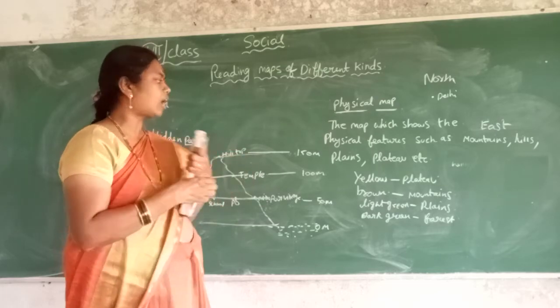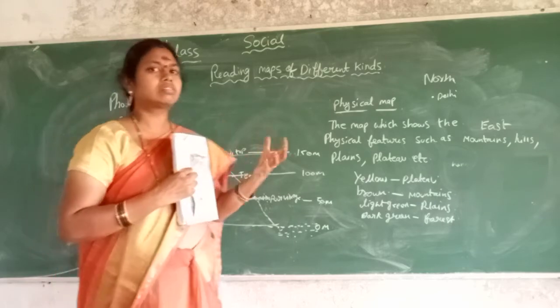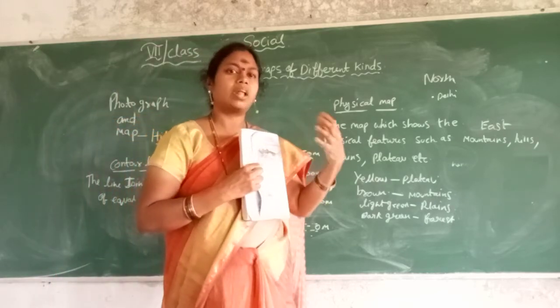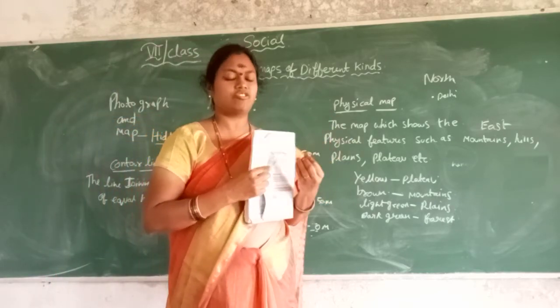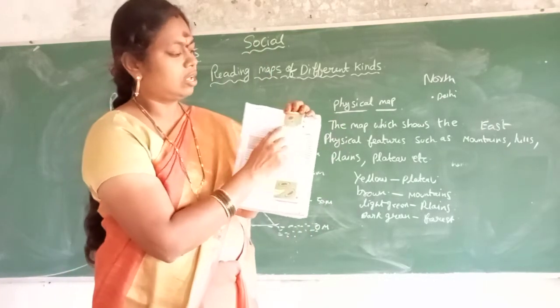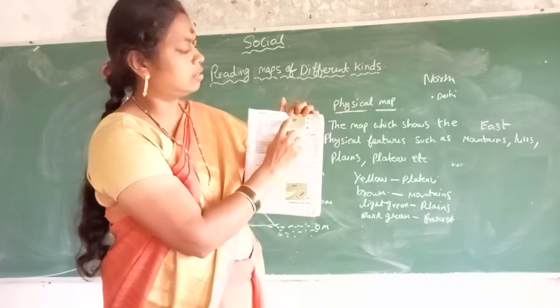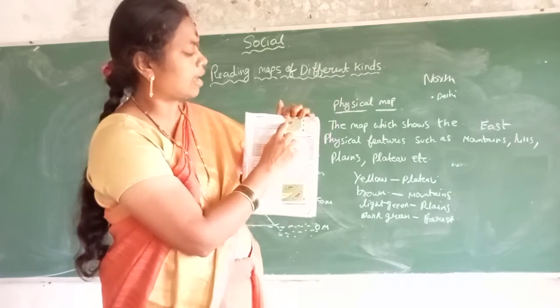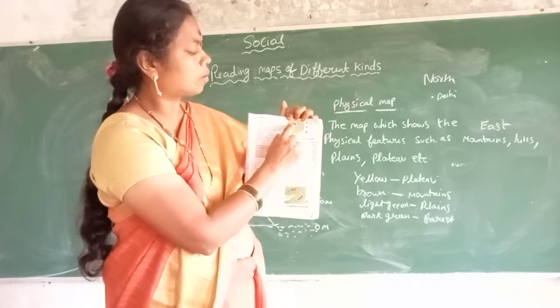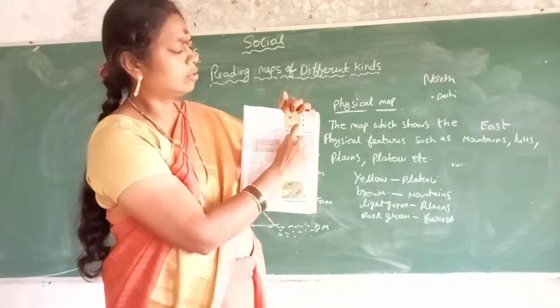So a map showing the height can be shown with the help of colors also. మనం కలర్స్ సహాయంతో కూడా ఒక ప్లేస్ యొక్క హైట్ ని ఈజీగా చూపించవచ్చు. For example, if you see in this textbook, here you can see this image. In this image you can see different colors. This is brown color, dark light brown, this is dark brown, and this is green color. So here this is sea level.